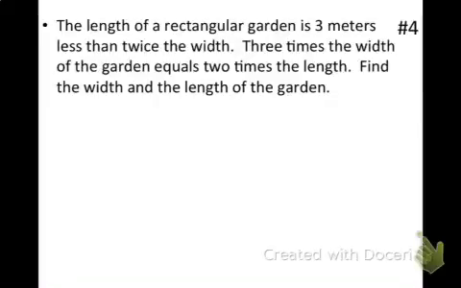is 3 meters less than twice the width. So the two things that we're talking about are the length and the width. So I'll label length as x, width as y. The first thing that's described is the length. So our length, which is x, is, which means equal, 3 meters less than, so I'm going to put my minus 3 at the end, twice the width, which is 2y, because y represents width. So that's my first one in the system.